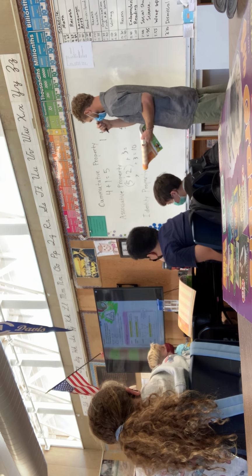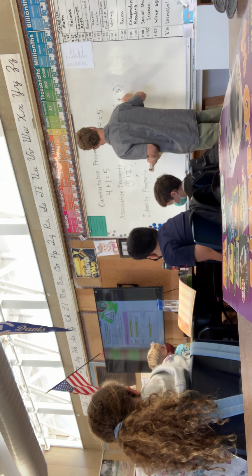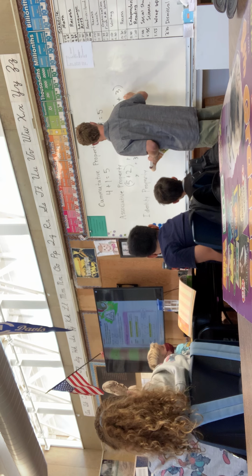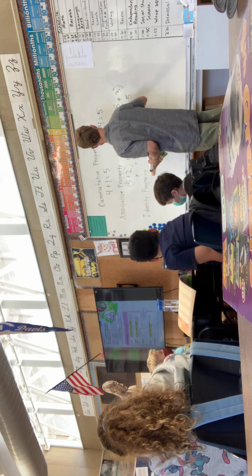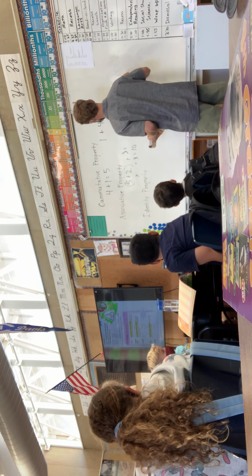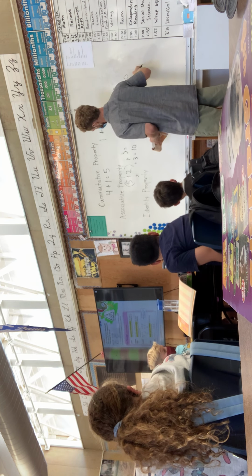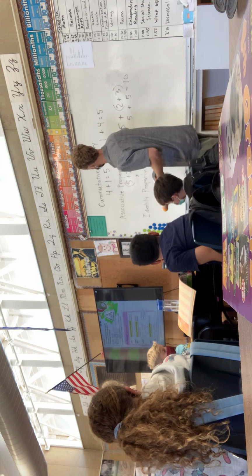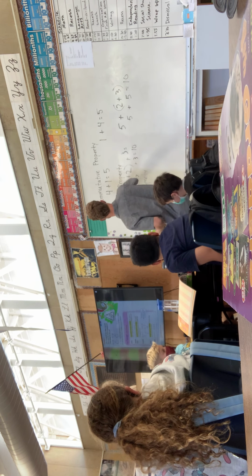Michaela? 2 plus 3 is 5. 5 plus 5 is 10. Right, so both of these got us to the sum of 10. So we just grouped them differently. So that is the associative property.